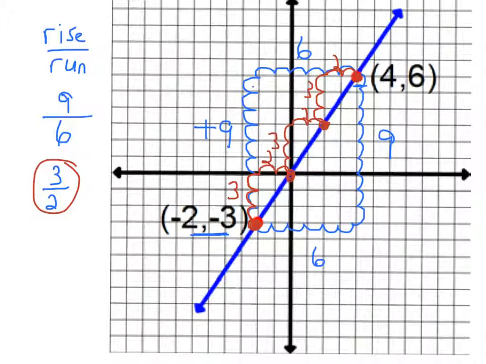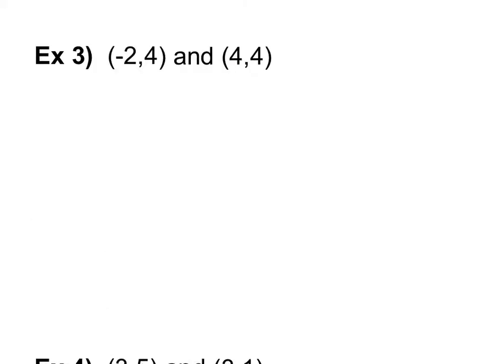All right, on to the next part of our lesson. All right, now we have example 3. So remember that our formula is y2 minus y1 over x2 minus x1. The first point we'll say x1, y1. The second point x2, y2.